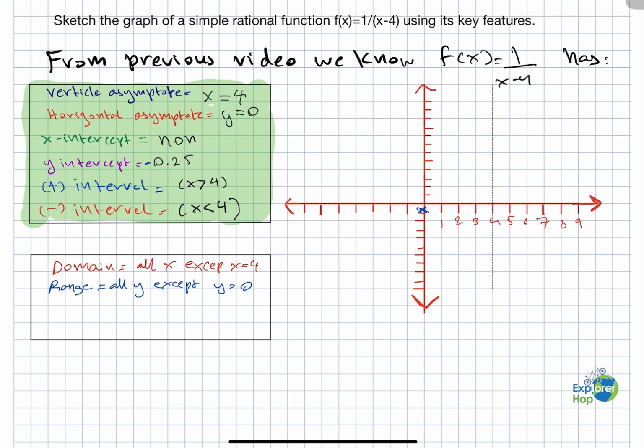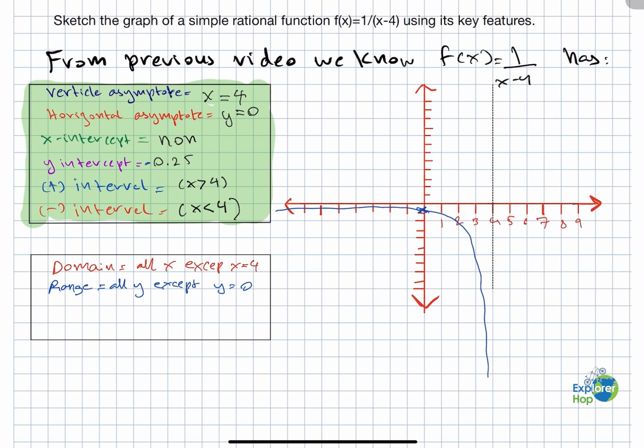So our graph would never touch the horizontal asymptote or the vertical asymptote, since those aren't part of our domain or range. x = 4 is not in our domain, and y = 0 is not in our range. So they would almost be touching, but they would never touch. And then our graph would go up something like this.